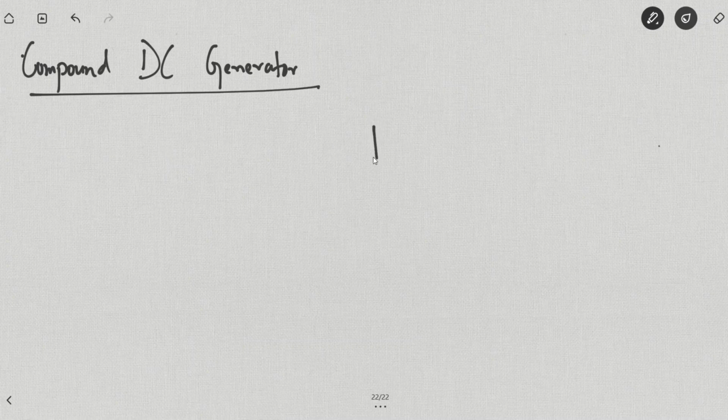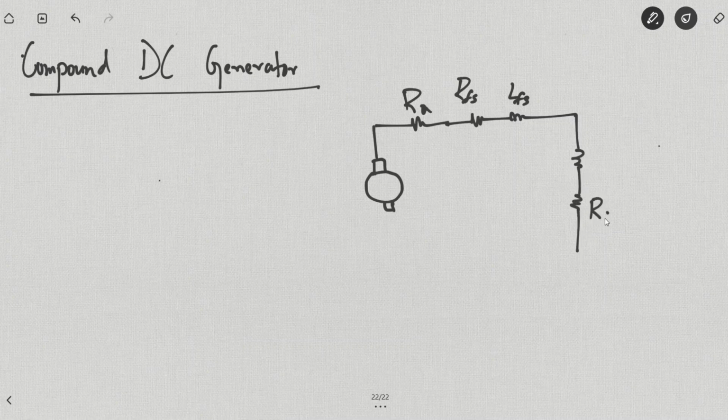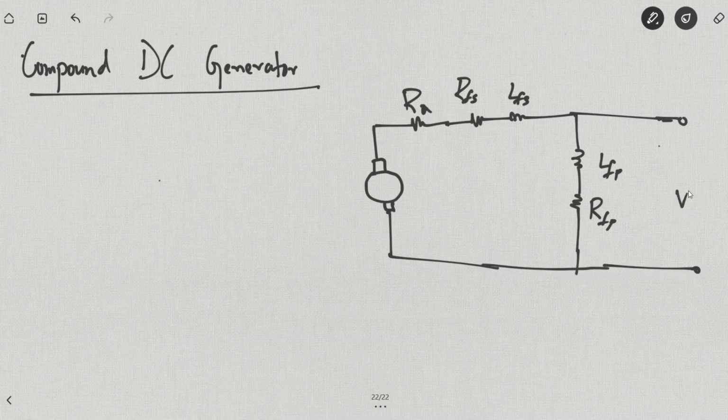So, taking first the case of a cumulatively compound generator, and we'll be taking a long shunt configuration. You have armature resistance, this is RFS, the series field winding, LFS, you have RFP, the parallel field winding, or the shunt field winding, LFP, and terminal voltage VT.